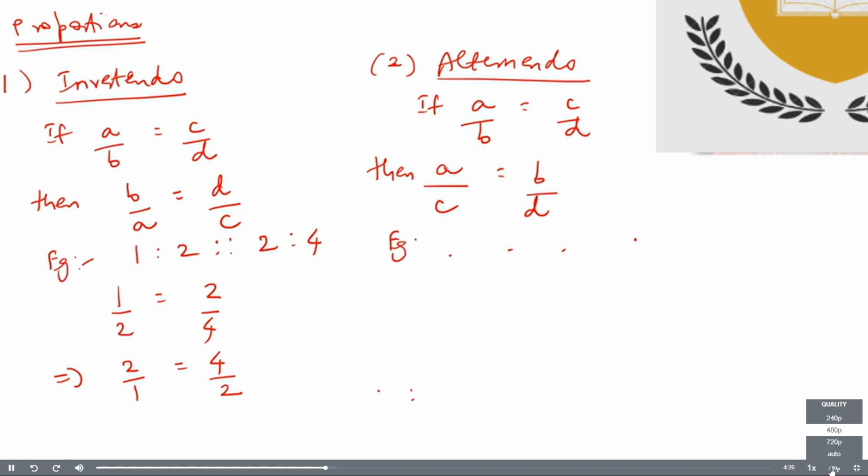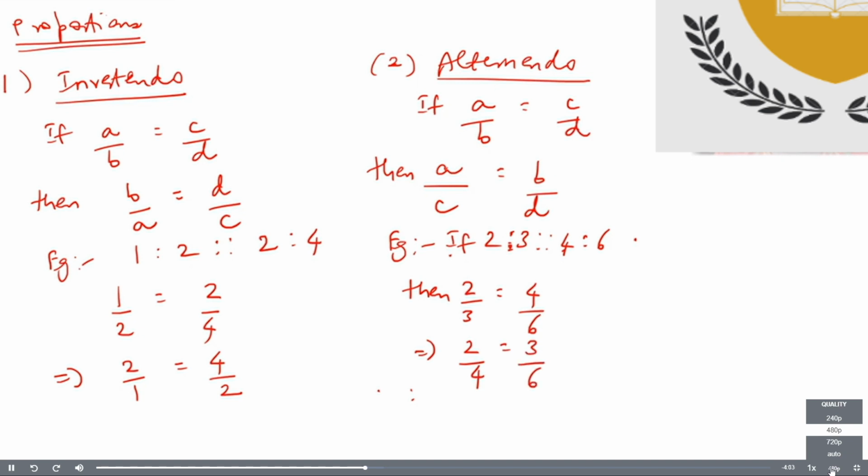Let me take an example. If 2 is to 3 proportional to 4 is to 6, then we know that 2 by 3 is equal to 4 by 6. We can conclude that with the help of alternando, 2 by 4 is also equal to 3 by 6. If you solve it, you'll see that it is correct. This is what is called alternando.